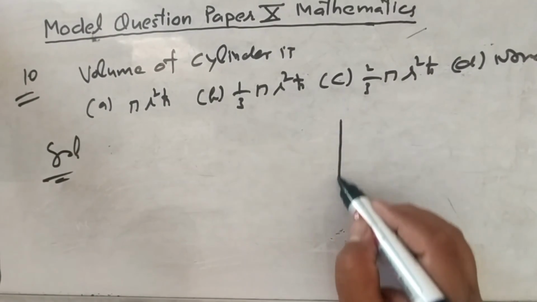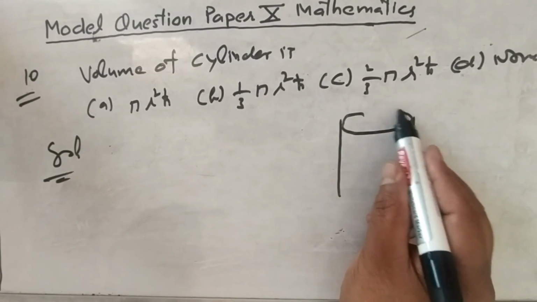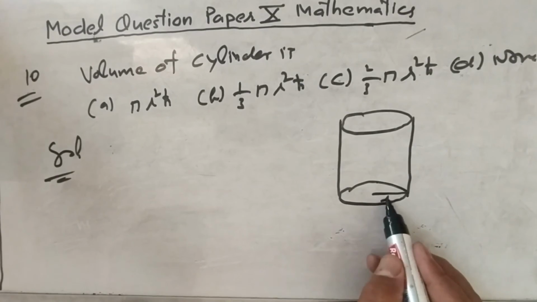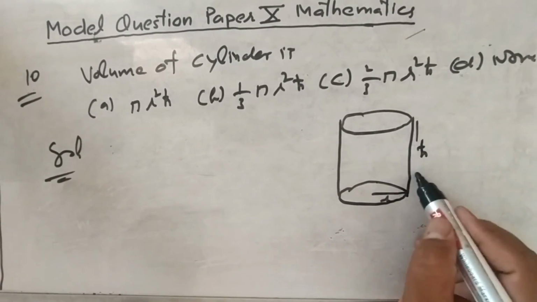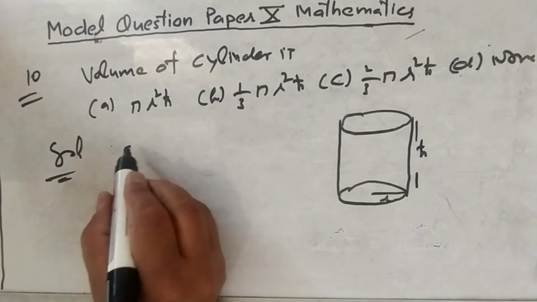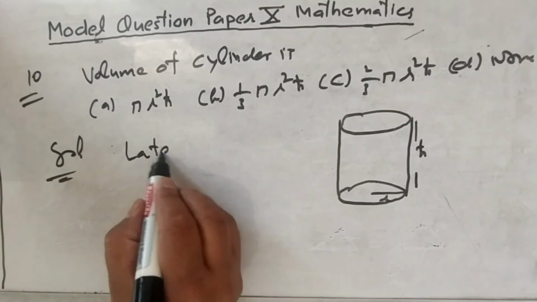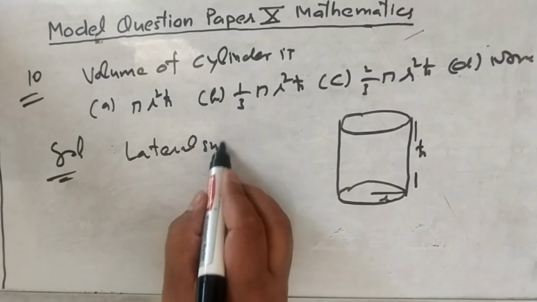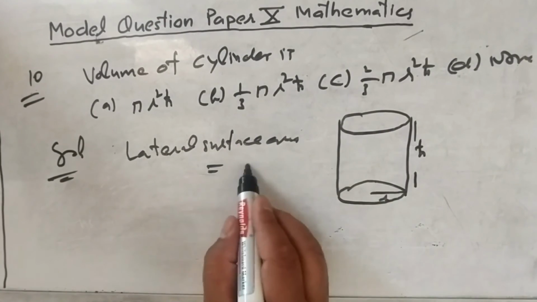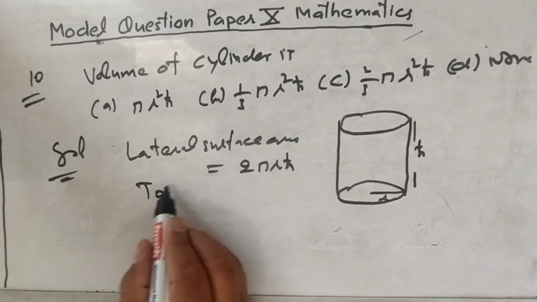You have a cylinder here. This is a cylinder like this. This is its radius. This is its height. See its surface area. There are two surface areas. One is called your lateral surface area. So what is the lateral surface area? 2 pi r h.